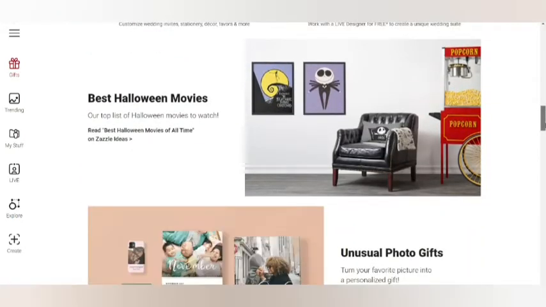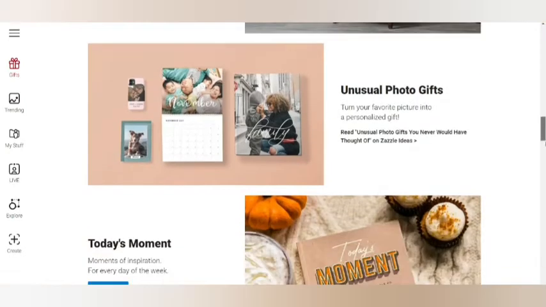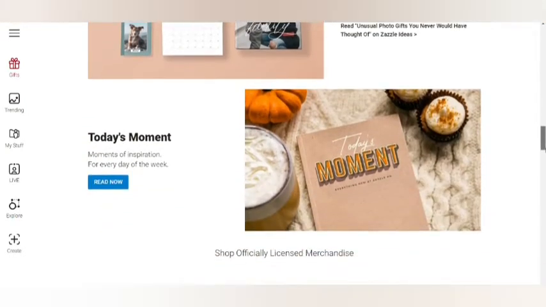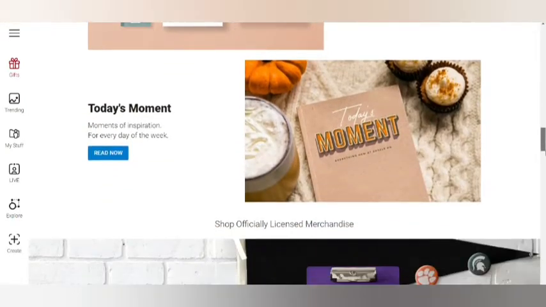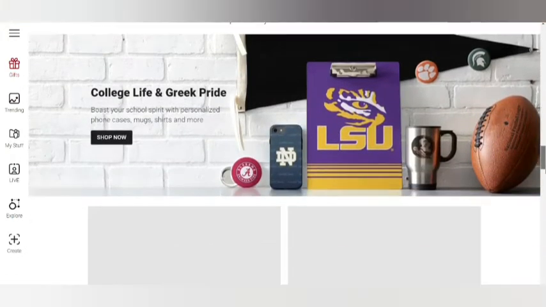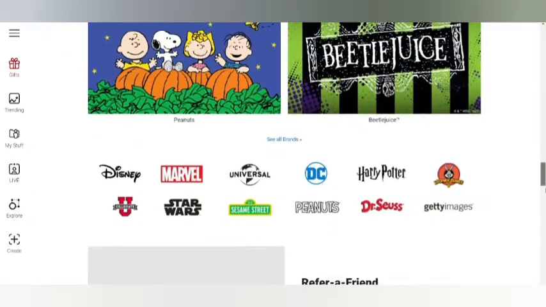Just scroll down: the best Halloween movies, unusual photo gifts. Photo gifts are more popular, guys. If you're creating one, then you are in very good shape to get the sales. Just scroll down a bit more.